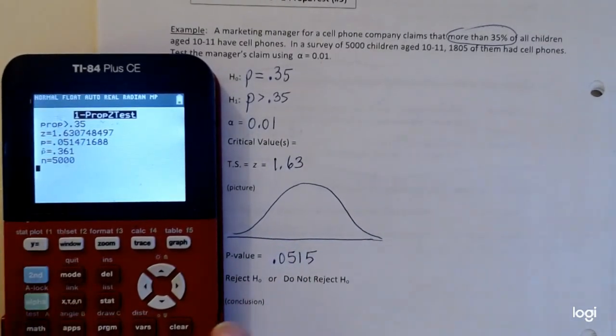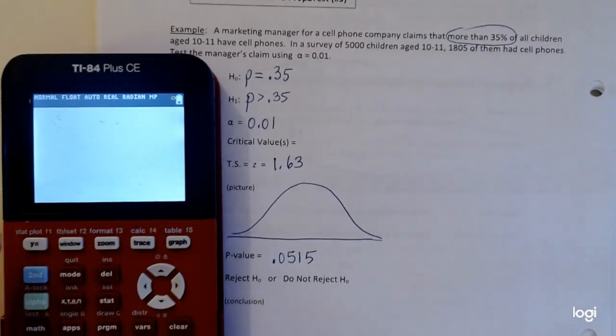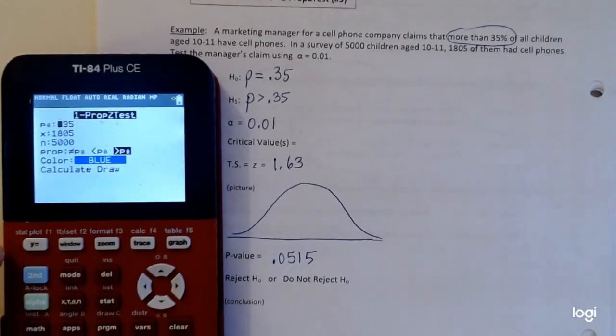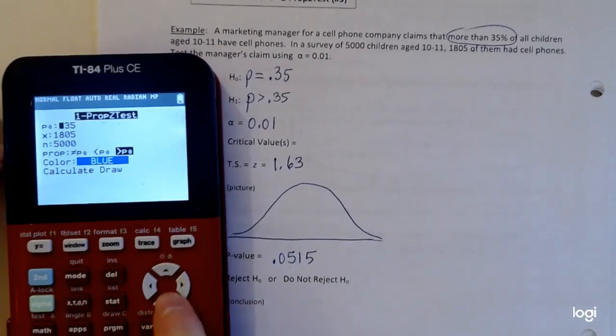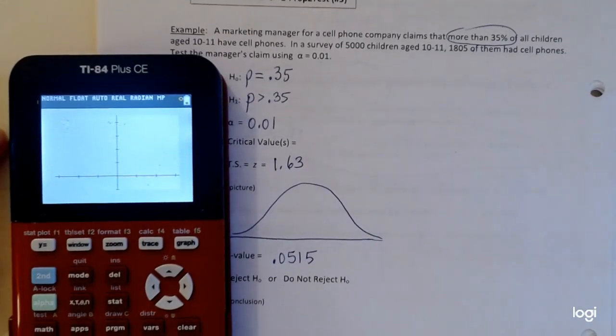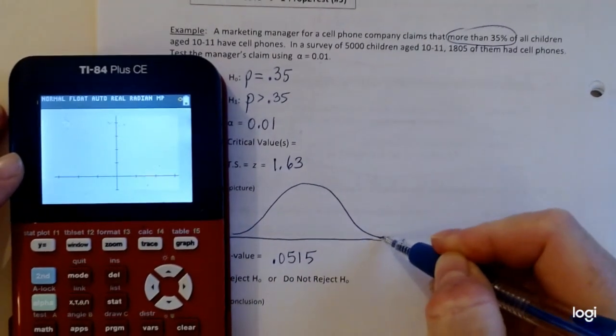And we have to kind of start the test over, but the information is already in there, so it's pretty quick. So we're going to clear that and stat, tests again, 5, and there it is again, but now we're going to come down and we're going to highlight draw and hit enter. My calculator's doing this kind of slowly, but it'll do it eventually. It's going to draw a graph and shade in the probability area.